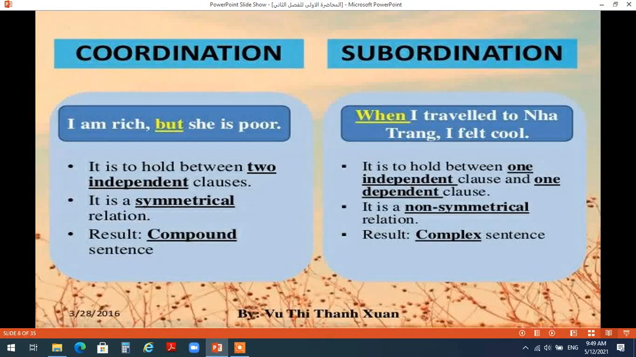On the other hand, as you can see in the example, when I traveled to Nha Trang, I felt cool.